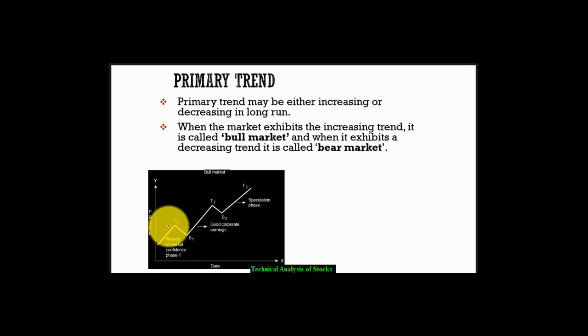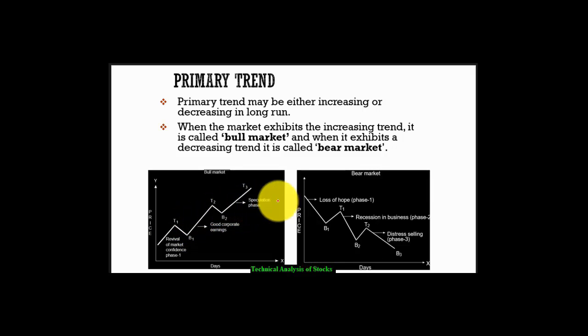Here you can see this is the bull market, and you can observe three peaks, T1, T2 and T3, which are higher than the previous peaks. So this is giving you a signal of increasing trend. There is a bear market, where again there are three peaks, T1, T2 and T3. These peaks are lower than the previous peaks. So this is giving us a signal of bear market.